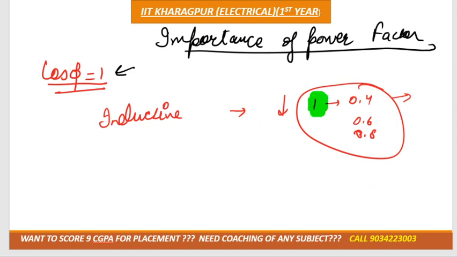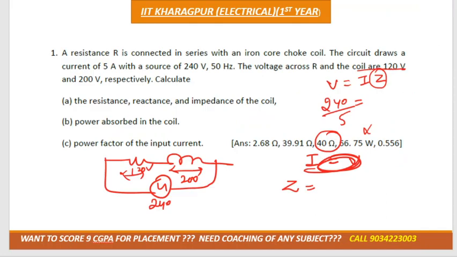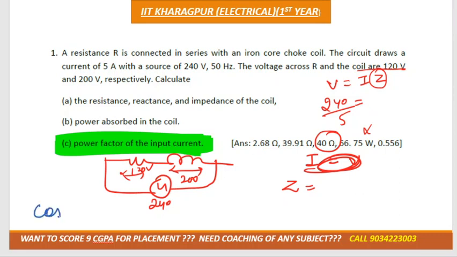So in every kind of numerical, they will ask you for the power factor. Like in this previous question we have done, they asked you to calculate the power factor, right? Power factor cos phi is R divided by Z. So you know the value of R and Z, and you substitute for cos phi.